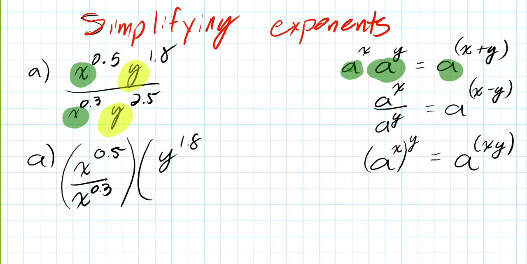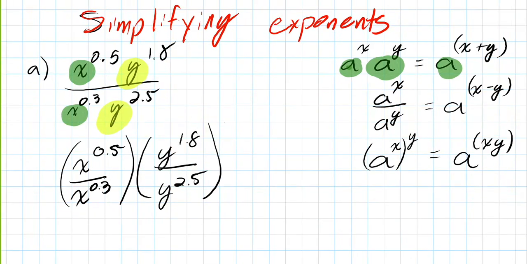Y to the 1.8 over y to the 2.5. All I did was split it up, because if we were to multiply these fractions, we just do the top by the top and the bottom by the bottom, and we'd end up right back here. This is not a step that's necessary. It just makes it a little easier for us to look at. I did not need to rewrite a here. That was not important.